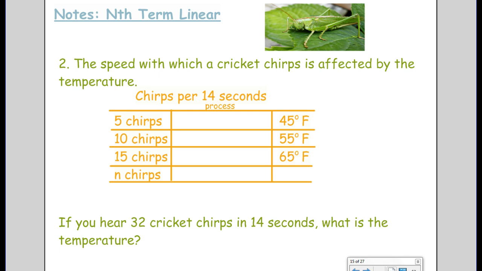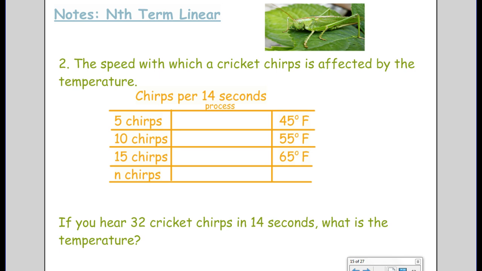Ready? This one is actually a real life thing. Did you know that the speed at which a cricket chirps is affected by the temperature? It totally is. It's a real nature thing. As it gets colder, the cricket does not chirp as often. As it gets warmer, he can chirp a lot faster. So every 14 seconds, here's how many times he chirps, and that's the temperature. We need to find an equation so we can predict what the temperature is outside without even having a thermometer, just by listening to a cricket chirp.